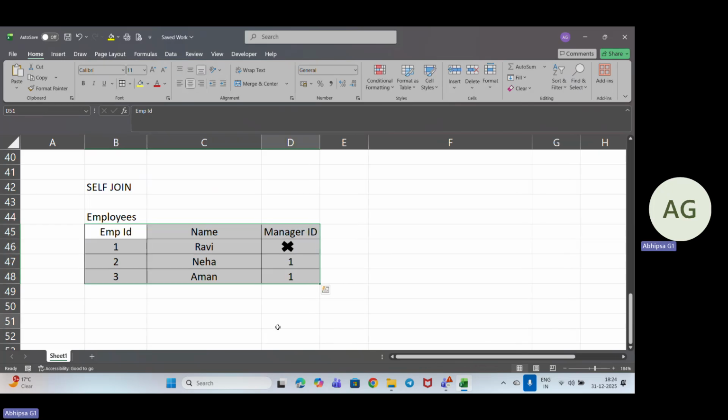Yeah, fine. So this is the exact data that I am having. Now your manager is also an employee. The same table is used twice, right? So you can understand the same table has been used twice. So after doing that, what would be the result of a self join?